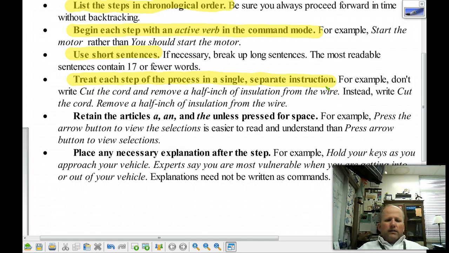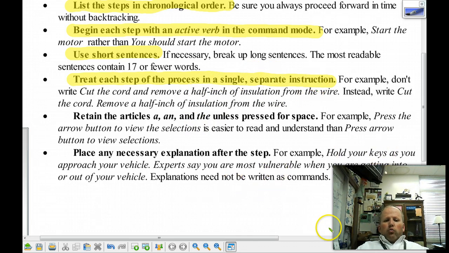The example here is don't write cut the cord and remove 1/2 inch of insulation from the wire. Instead, write cut the cord, strong verb, remove 1/2 inch of insulation from the wire. 2 short sentences starting with strong active verbs that are related to each other. We don't have to say cut the cord in one step, remove 1/2 inch of insulation from the wire in the next step. They're related, but we are doing it in one single separate instruction.